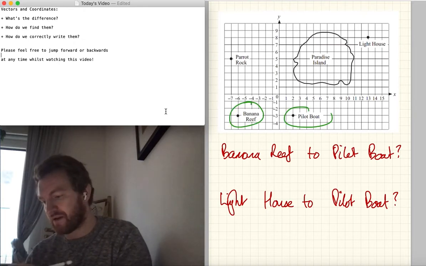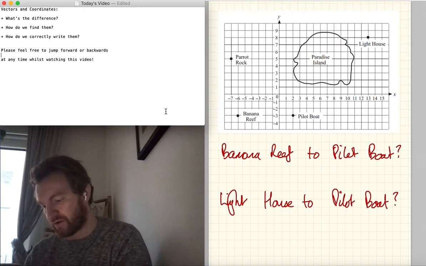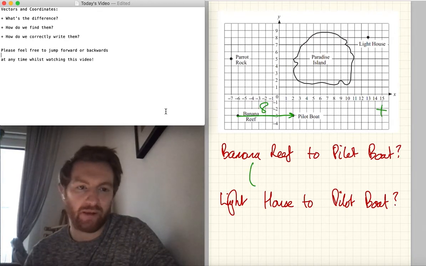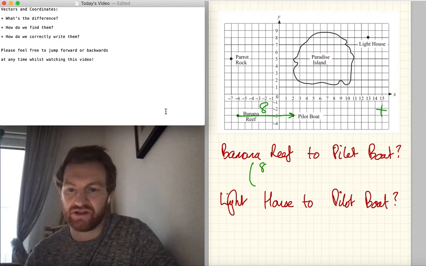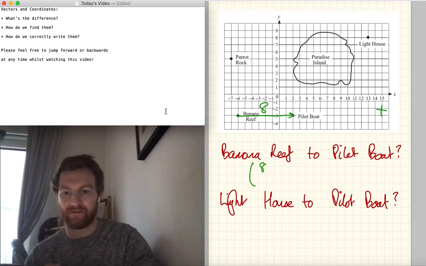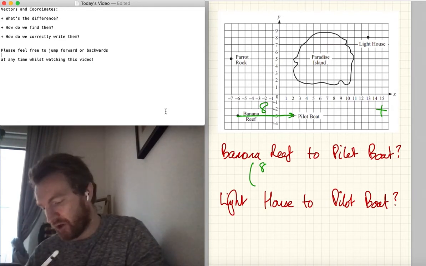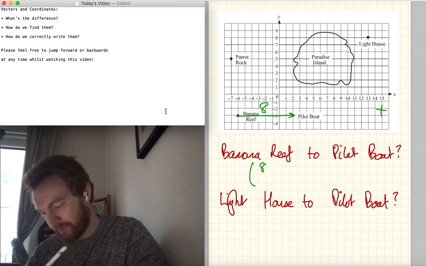So, Banana Reef, let's try Banana Reef, which is here, and we'll go to Pilot Boat, which is here. Now, if you look at that, you go 1, 2, 3, 4, 5, 6, 7, 8 to the right. So again, it's going to the right, which is positive, so 8 on top. But it hasn't moved up or down. It's just stayed on the same horizontal line. So it's gone 0 up and down.